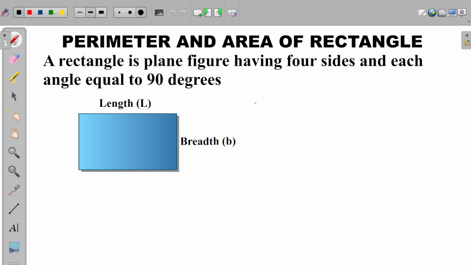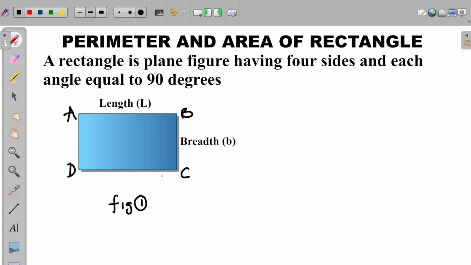Now, a rectangle is a plane figure having 4 sides, and each angle is equal to 90 degrees. So figure 1 is a rectangle, and a rectangle has 4 sides. So let's name the vertices of the rectangle: A, B, C, and D.